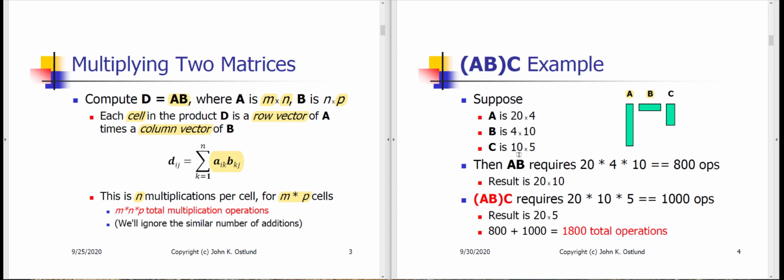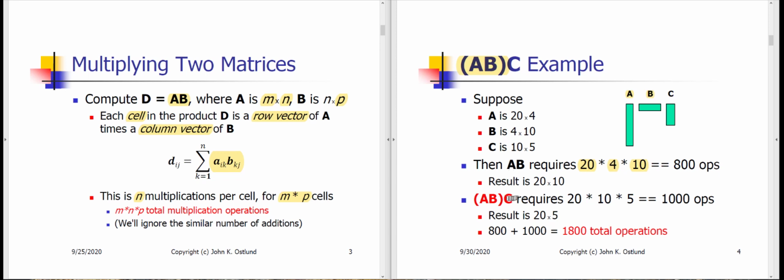So when we compute this product, ABC, we're going to end up with a 20 by 5 matrix when we're all done. Let's suppose that we do compute this thing from left to right. That is, we compute A times B first, and then multiply that product by C. Well, that means that AB is going to require 20 rows times 4 columns times 10 columns of B. That is 800 multiplications to accomplish that matrix multiplication.